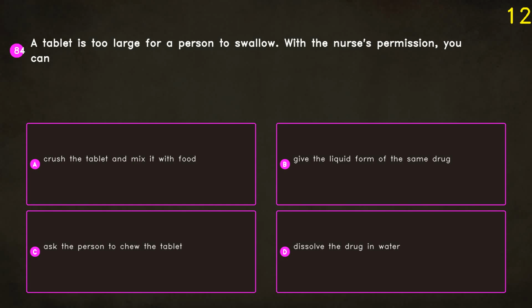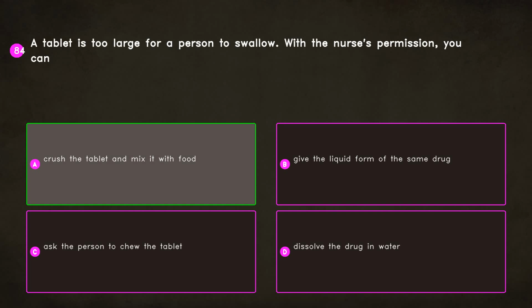Question 84. A tablet is too large for a person to swallow. With the nurse's permission, you can: A. Crush the tablet and mix it with food. B. Give the liquid form of the same drug. C. Ask the person to chew the tablet. D. Dissolve the drug in water. The correct answer is crush the tablet and mix it with food.